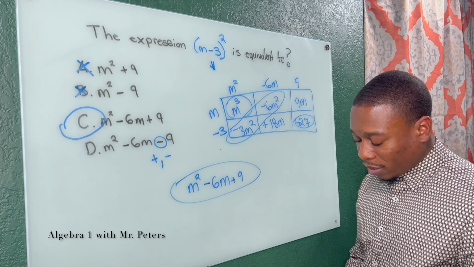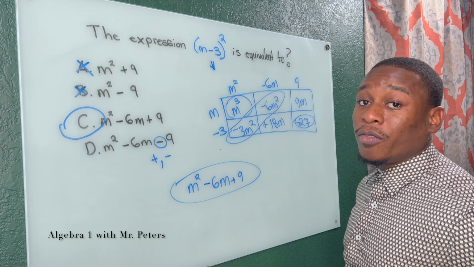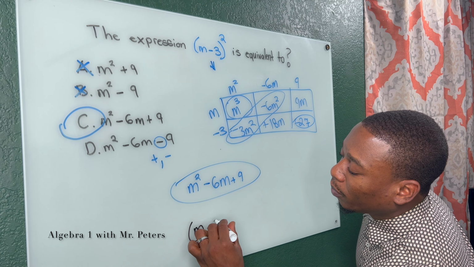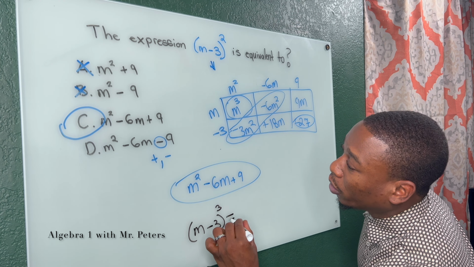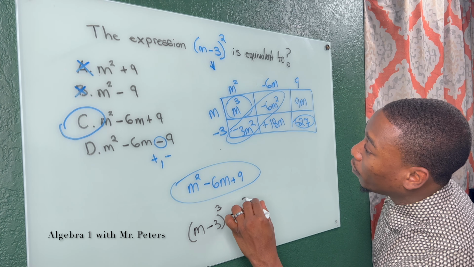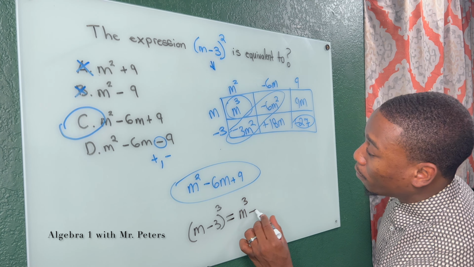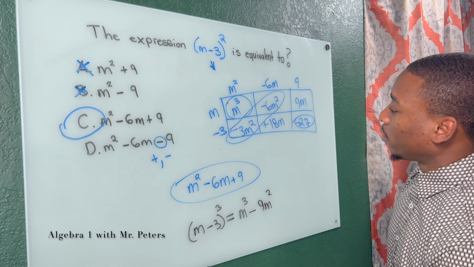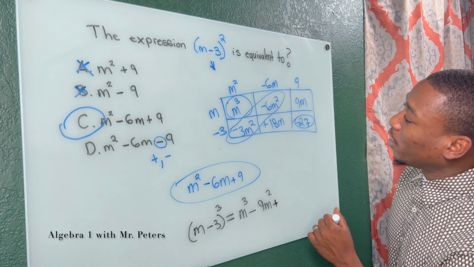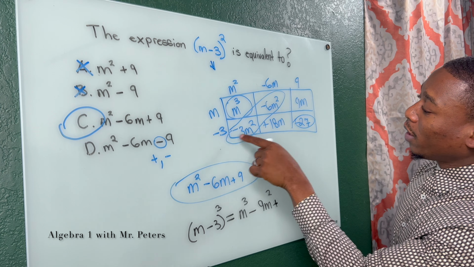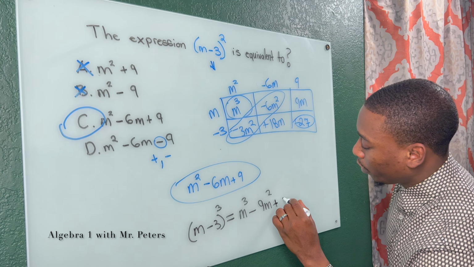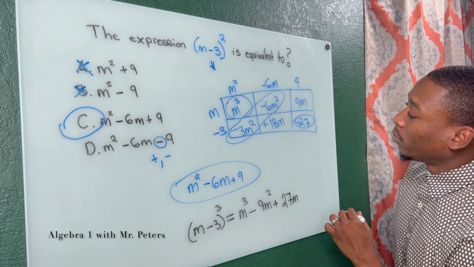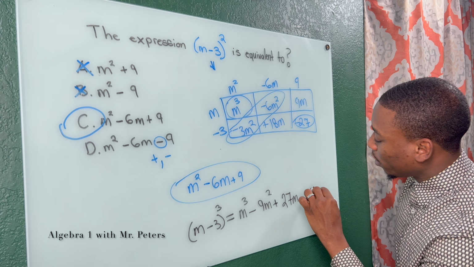So once we write this in standard form, this is what we should have taking the binomial to the third power. So m minus 3 to the third power is equal to m to the third minus 9m squared plus, let's see, that was 18 and 9, plus 27m minus 27.